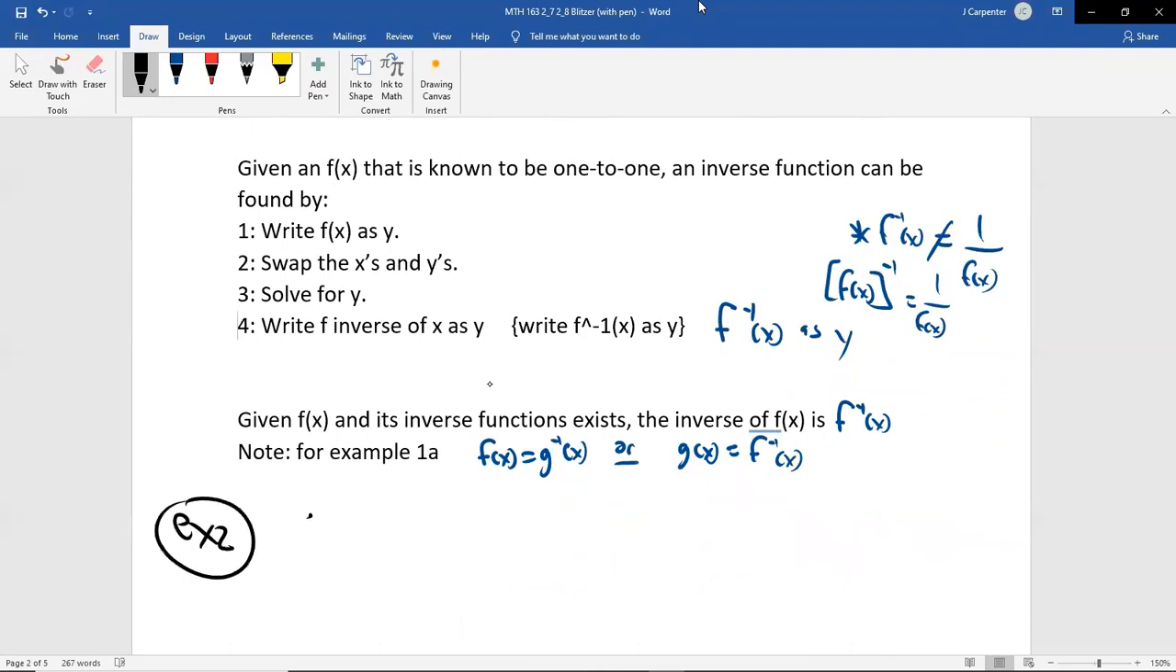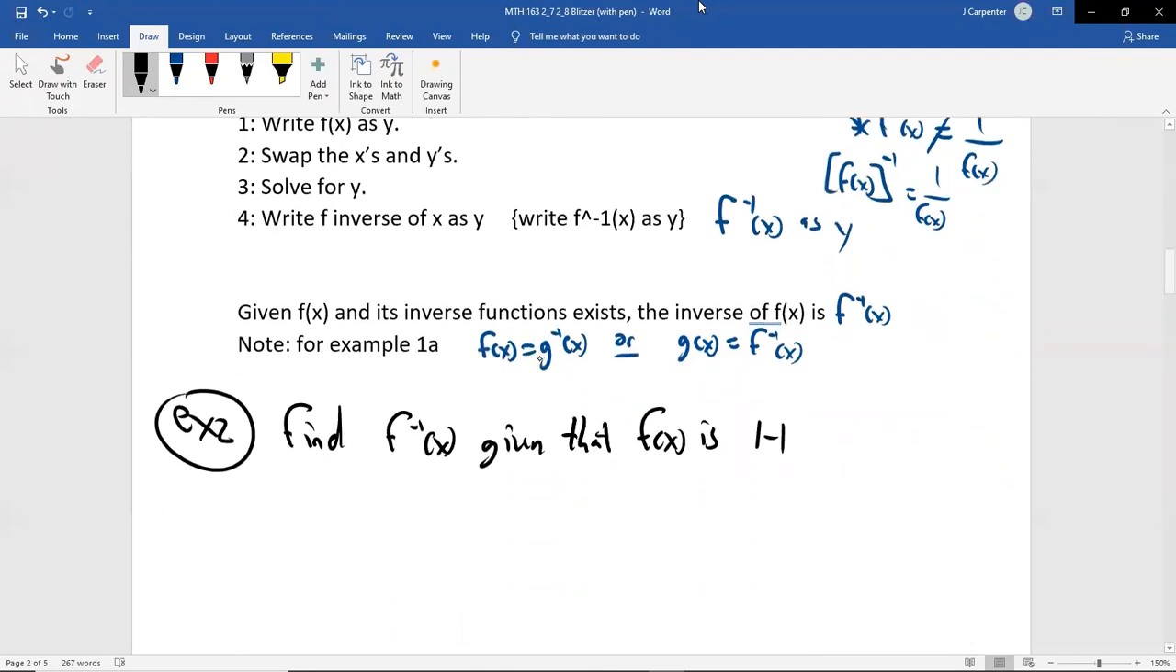It's weird. So example 2, we're going to find f inverse of x given that f of x is 1-to-1, which means 1, 2, 1. Not the number 2, the word 2. T-O, not T-O-O. So we're going to give you a function. I'm telling you it's 1-to-1, so you don't have to prove that, because if I don't tell you, technically you need to prove it, and that can be complicated depending on the problem.